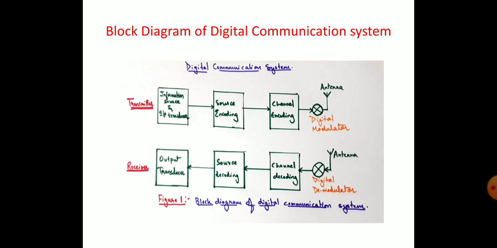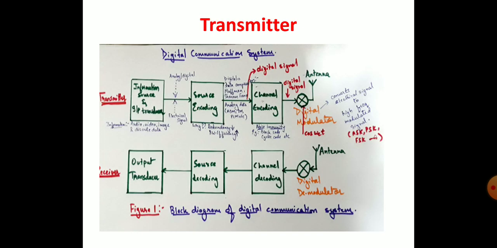Then you are having a block called the digital modulator, which takes the input coming from the channel encoder and converts these low frequency electrical signals to very high frequency modulated signals. The job of the digital modulator, I'll repeat, is to convert electrical signals to high frequency modulated signals, and the methods used for this would be ASK, PSK, FSK. So this is what I just discussed about the transmitter part.